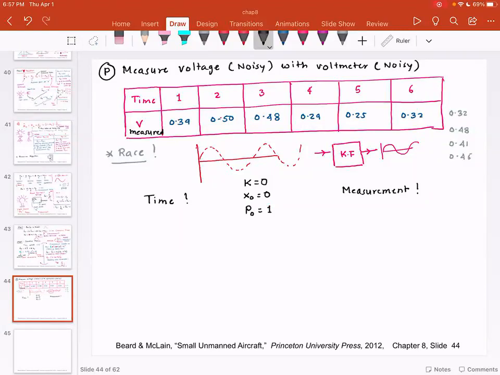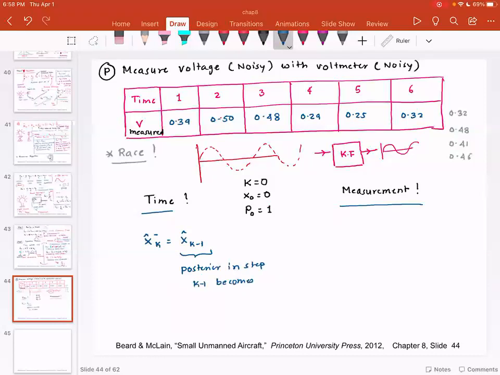I have two equations, the time update and the measurement update. Since I'm doing no dynamics at all, my update equation is going to be very simple. X k prior is equal to x hat k minus 1. So this is the posterior in step k minus 1 becomes my prior in the current step.